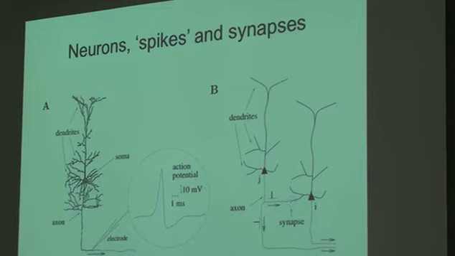And so this is a pyramidal neuron, one of the major neurons in the brain.